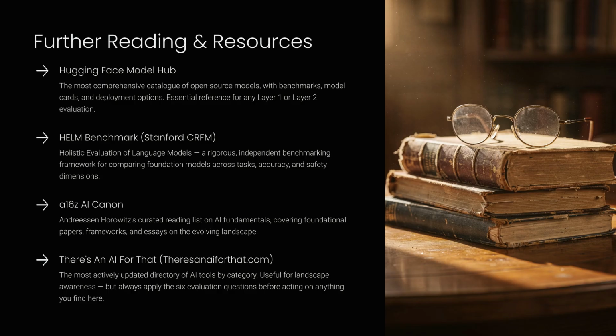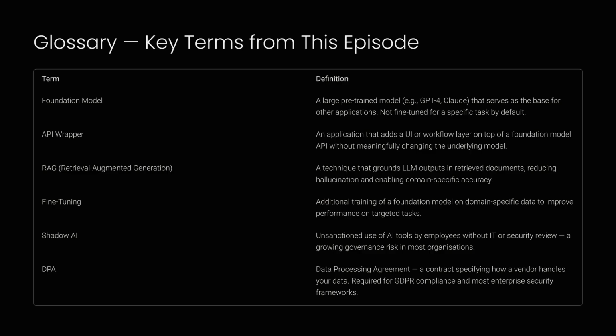For further learning, check out these resources. The Hugging Face Model Hub is essential for tracking models, while the Stanford Helm Benchmark offers rigorous evaluation data. The A16Z AI Canon is excellent for fundamental concepts, and TheresAnAIForThat.com is great for discovering new tools, provided you apply our 6-question filter first. This glossary summarizes key terms from our discussion.